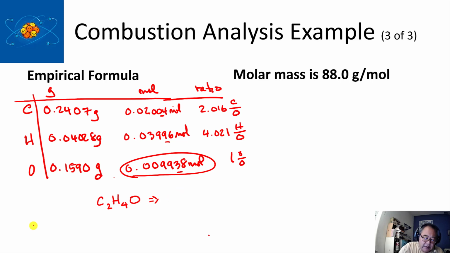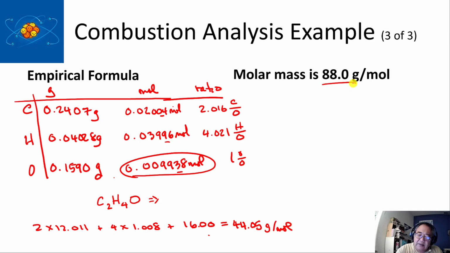2, I'll do it down below. 2 times 12.011 plus 4 times 1.008 plus 16, because there's only 1, right? And we'll calculate that number. Oh, I can't write it there. I'm too close to the bottom of the slide. I'll do it here. And this is all in atomic mass units or molar mass grams per mole, either way. That comes out to be 44.05 atomic mass units or grams per mole.